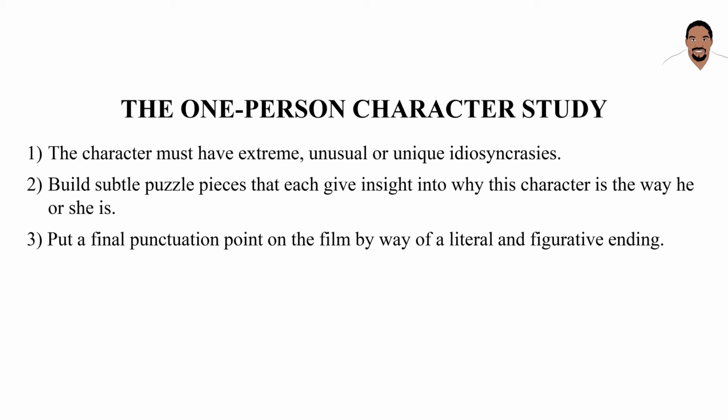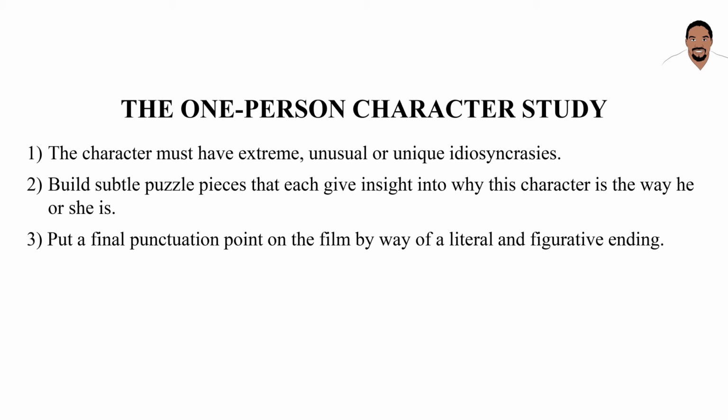Let's establish some ground rules. And rules are made to be broken, and not every short film that has one character has these ground rules, but this is what I've found more often than not. Number one, the character must have extreme, unusual, or unique idiosyncrasies. In other words, we want to see a character that has warts and tics and all of that. And the more extreme that is, the more chance there is for a compelling short film. Okay, so that's number one.